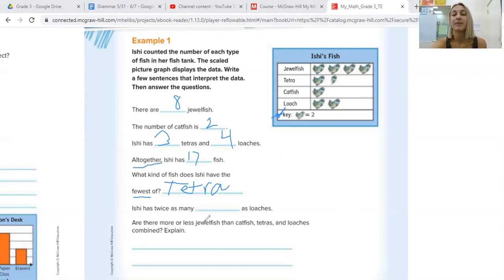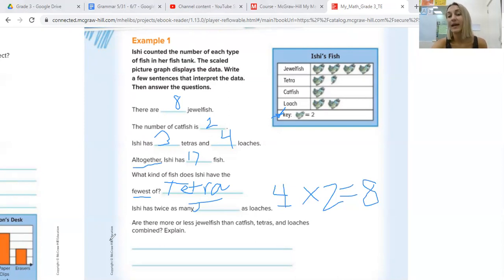Ishi has twice as many blank as loaches. So twice as many would be like this, something times 2. So she has how many loaches? You can see here, 2, 4. So we need to know how many fish has loaches. 4 times 2. So what does 4 times 2 equal? 8. And which fish does she have 8 of? Jewelfish. I'm not going to write the whole thing. I'm just going to write the J. You can write it out. My pen is so hard.